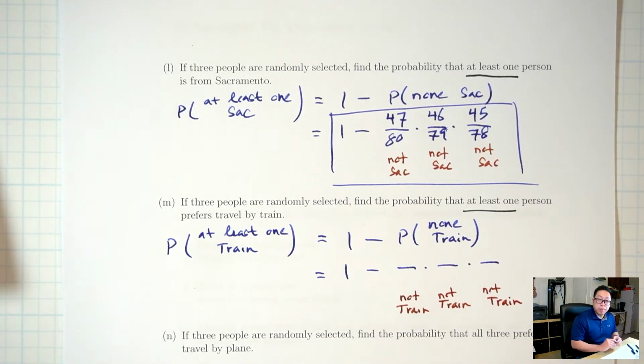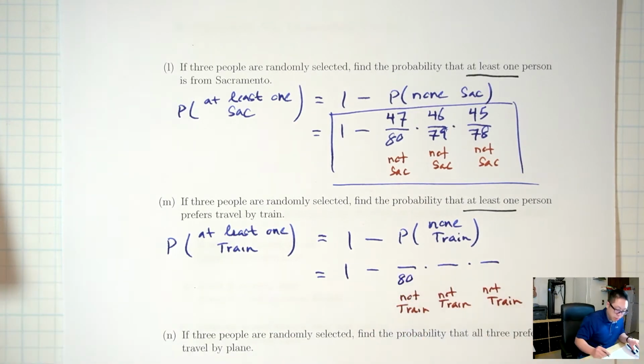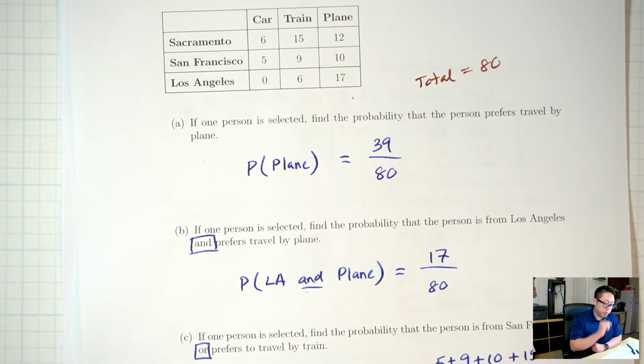For the first fraction, the bottom's going to be everybody. Everybody, I think, is 80. And then how many not trained people? Not trained would be the cars and the planes. So 6 plus 5 plus 0, 12, 10, 17. So that's 50.